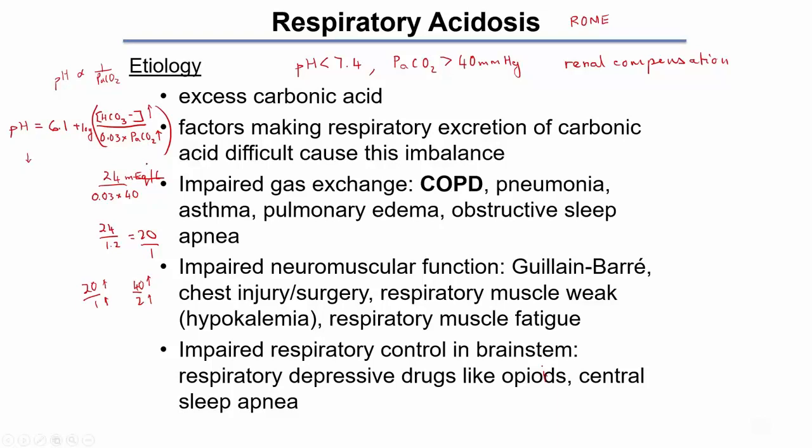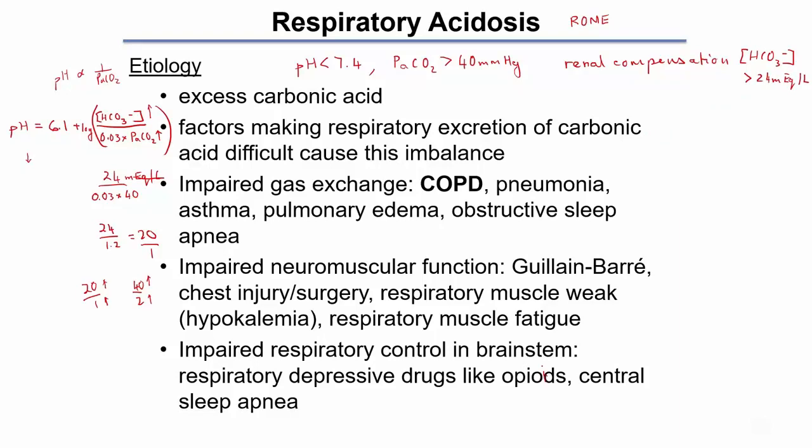Again, please refer to the other 2 videos where I explain this a little bit better. So the real compensation is all about adjusting serum bicarbonate level. The bicarbonate levels are always in the same direction. If CO2 has gone above normal, serum bicarbonate levels have to increase above 24 milliequivalents per liter. That's the only way you can get back to the same 20 to 1 ratio. Okay, so that's the etiology.